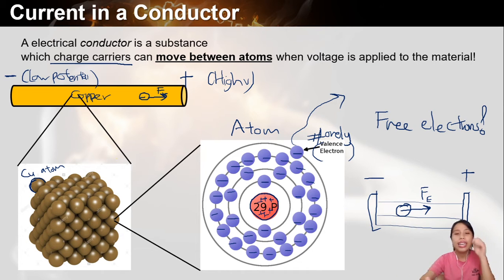Just so you know, there are lonely electrons in the outer shell that can be free and just move around the whole thing. So you see this lattice, they'll just move around, move anywhere they want to go. But they'll generally follow the electric field.